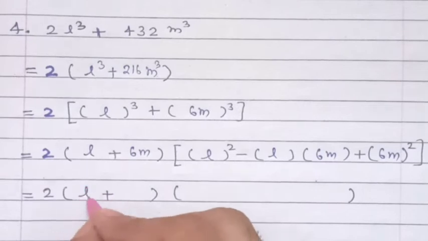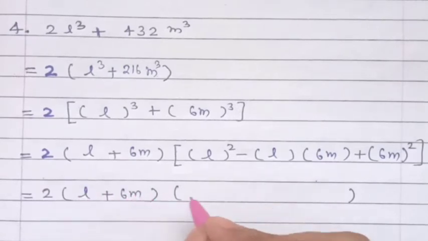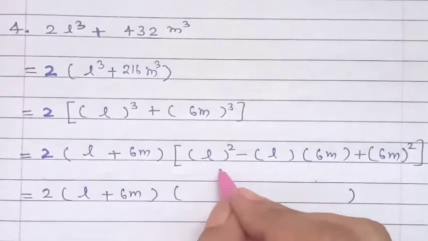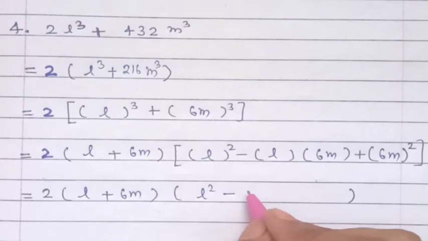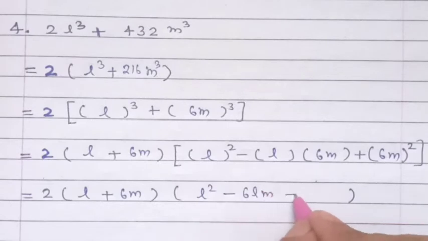Now add it, L plus 6m, and here it is L square minus first numeric value, so it is 6, that is the coefficient, 6 Lm plus 36 m square.